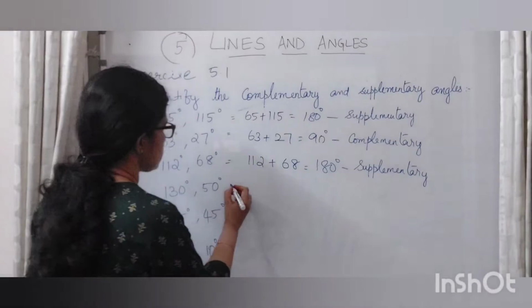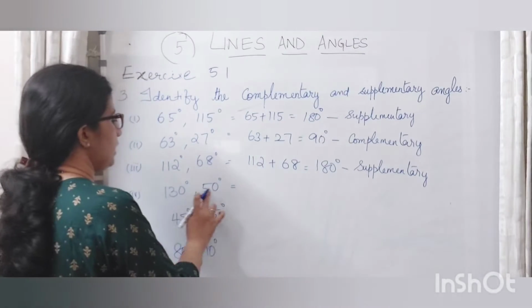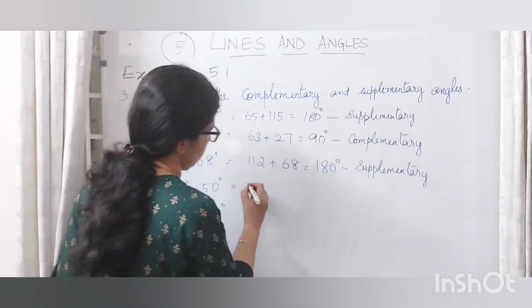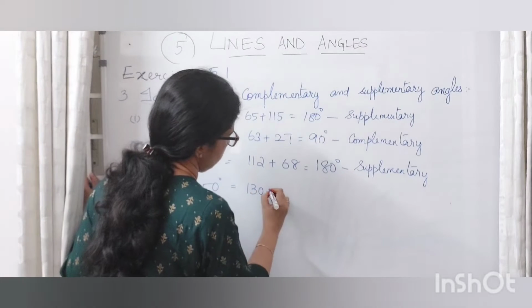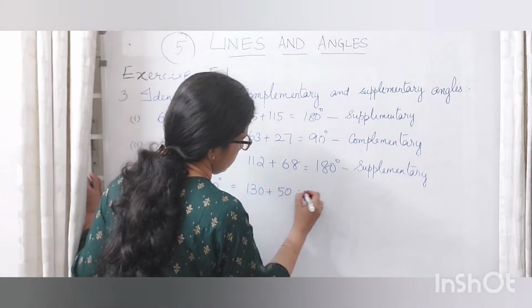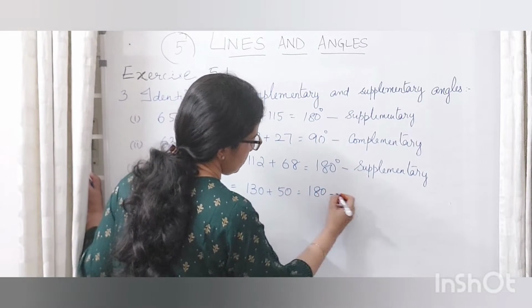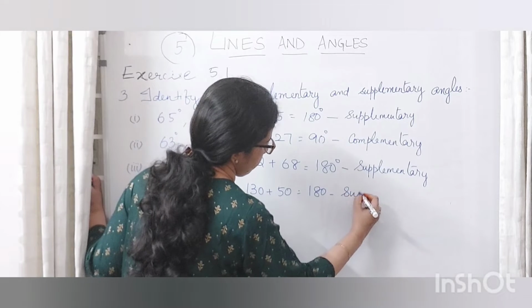Okay. Now let's move on to the next one. 130 plus 50. 130 plus 50 is equal to 180. So which makes it supplementary.